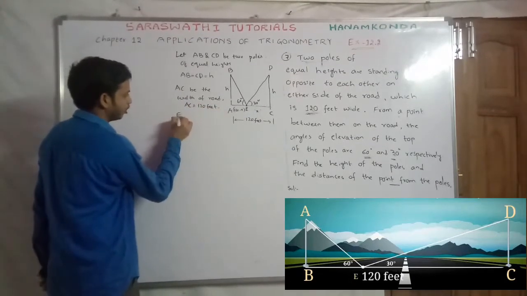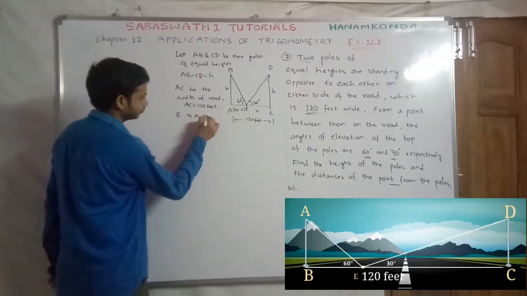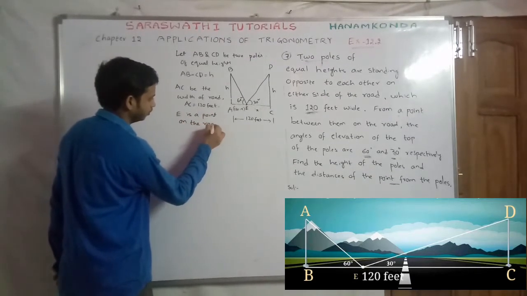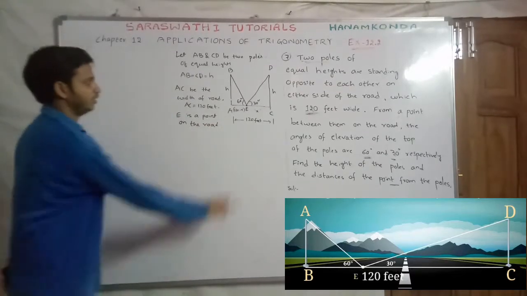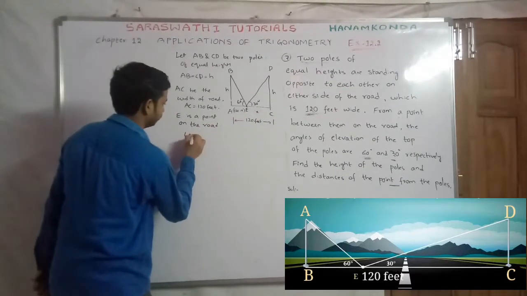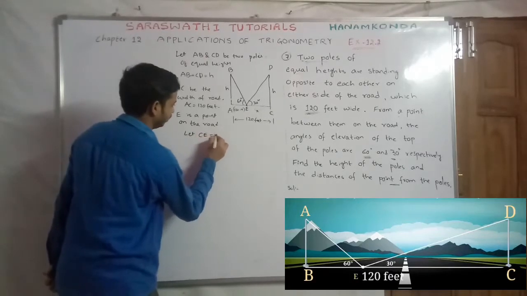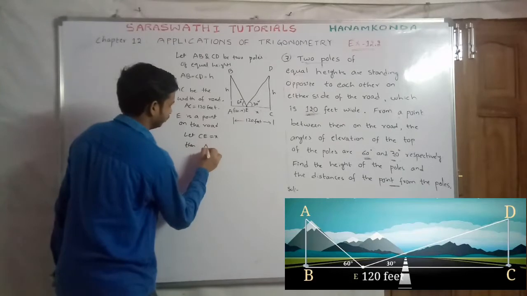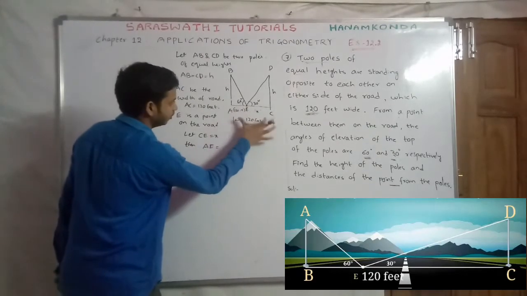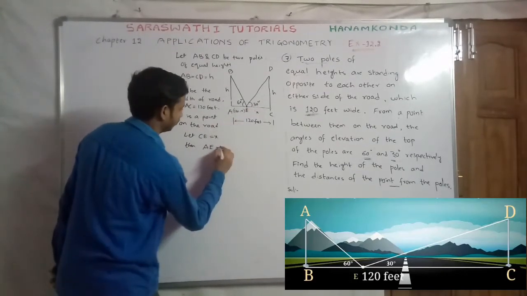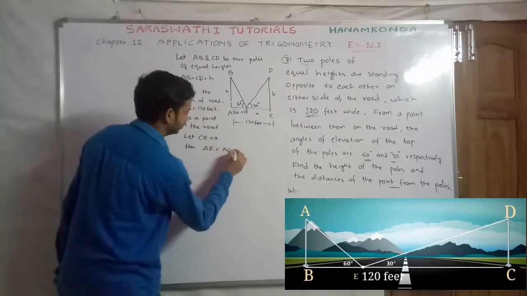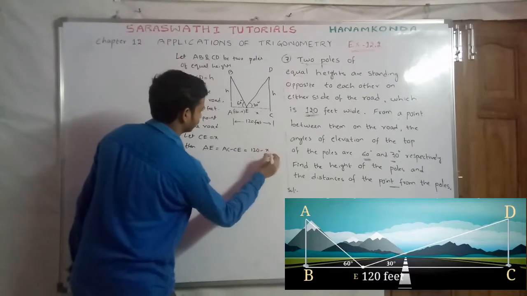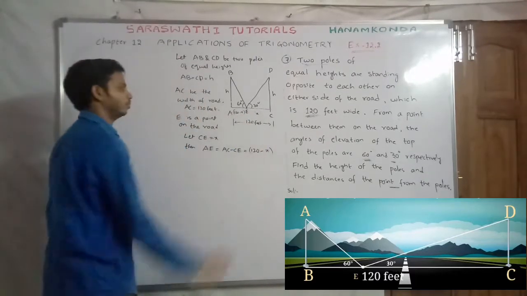So E is a point on the road. Let CE equal to X. Then AE value becomes AE equal to AC minus CE. So from the figure, AE equal to AC minus CE. So AC value is 120 minus CE is X. So AE value is 120 minus X.